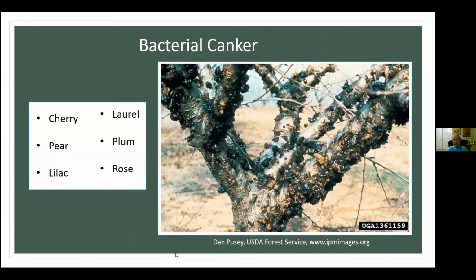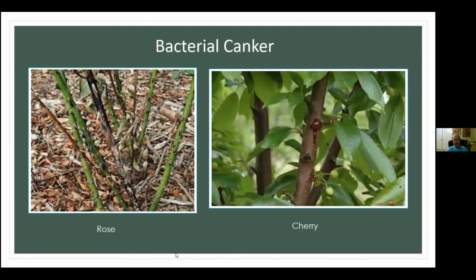Bacterial cankers caused by Pseudomonas may also affect ornamental cherries, cherry laurels, plums and pears, lilacs, and roses. Cankers may form on branches and trunks and often ooze a gummy, resinous substance, and the wood in the cankered area may be discolored. Branch dieback will typically occur along with the fruit rot. Note the dying canes on the rose here and the oozing canker on the cherry tree.